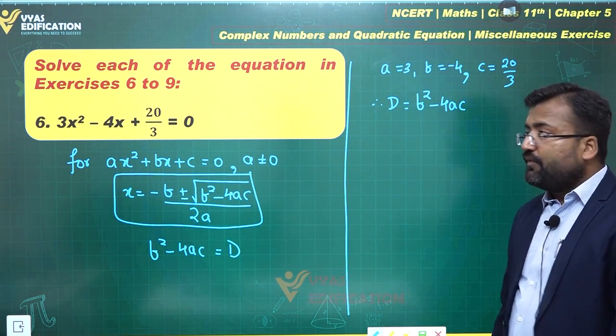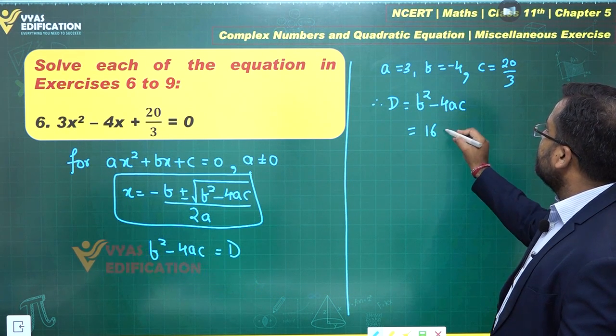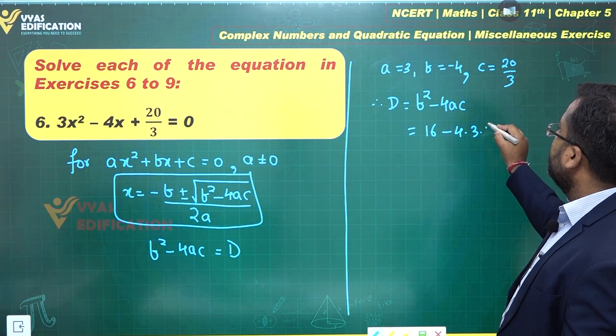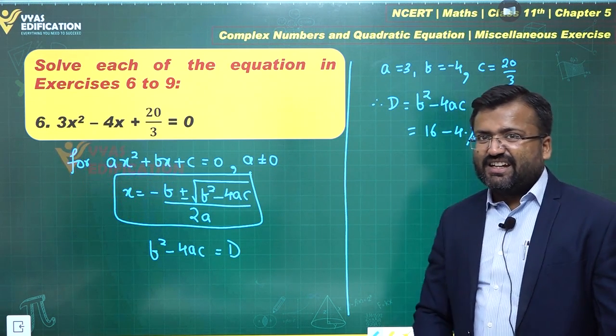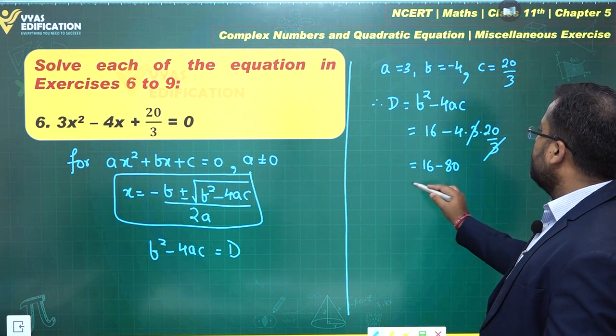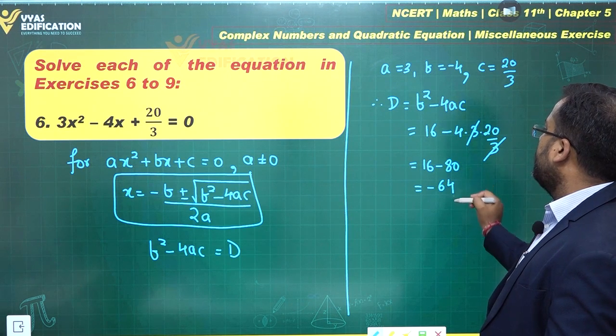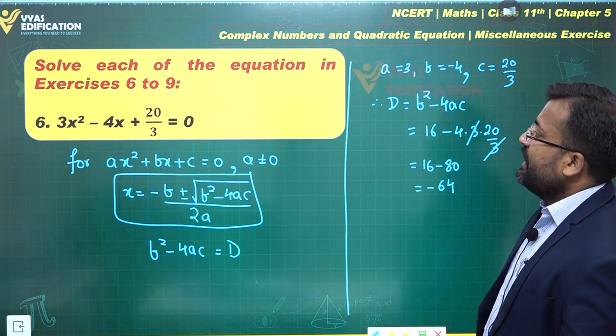What is b square minus 4ac equal to? Let's take a look at this. This is minus 4 square, which is 16, minus 4 times a times c. And you can clearly observe this 3 and 3 get cancelled. This is 16 minus 80, which is minus 64. Pretty interesting. D is minus 64, D is negative.